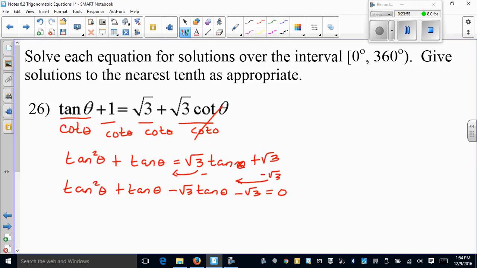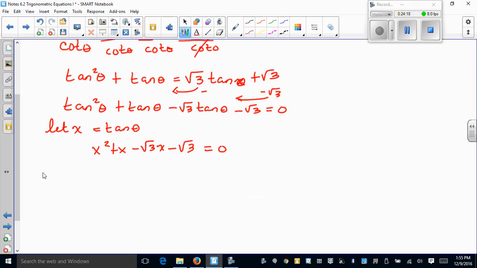Now I'm going to do the same thing as before. Let x equal tangent. So I have x squared plus x minus radical 3x minus radical 3. A little bit easier to deal with. This one here, because there's 4 terms, I'm going to factor by grouping. And I'm basically going to tear it apart right there in the middle. And it's GCFs. Common factor between these two is x.